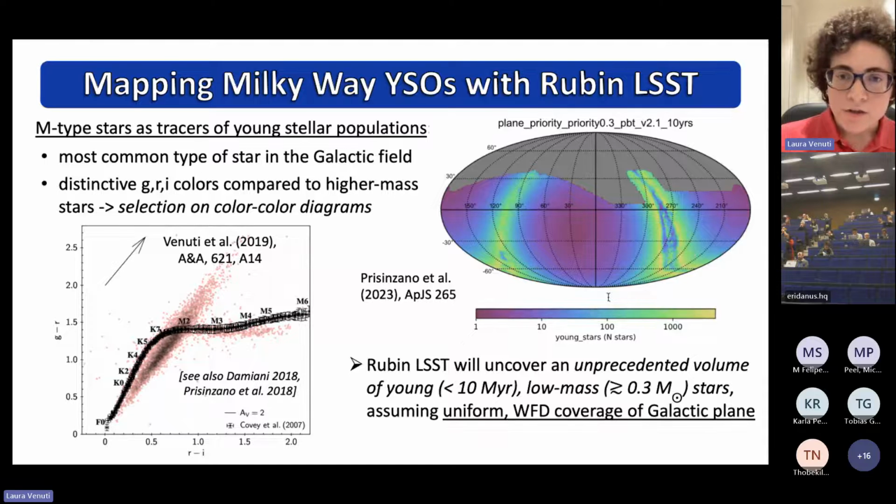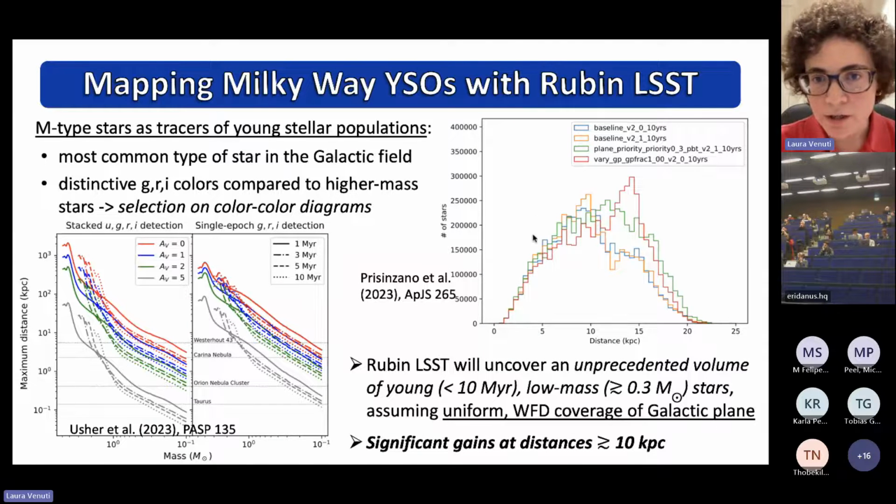And the result was that LSST is expected to uncover an unprecedented volume of young low-mass stars, where young is less than 10 million years and low mass is down to about 0.3 solar masses, if the wide fast deep strategy for the main survey is implemented in a uniform pattern across the galactic plane.